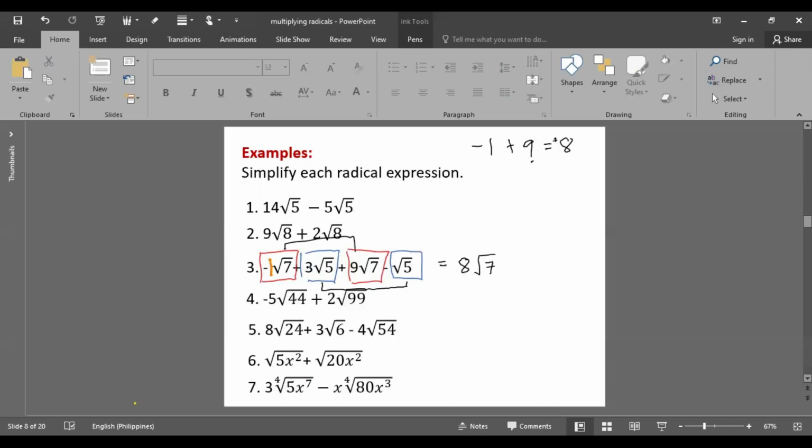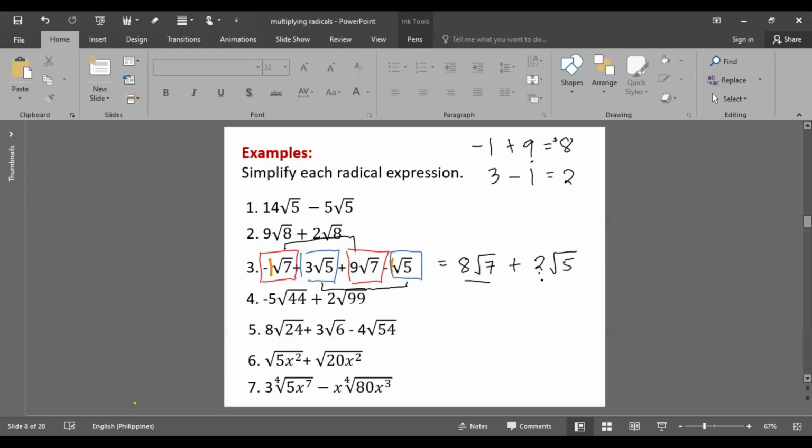Let's have 3 the square root of 5 minus the square root of 5. It's plus 2 the square root of 5. Kasi, again, merong 1 dito. So we have 3 minus 1 is 2. That's why we have here 2. Then copy the square root of 5.